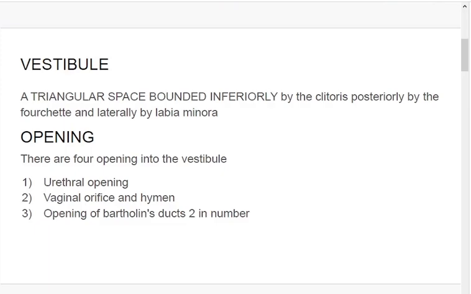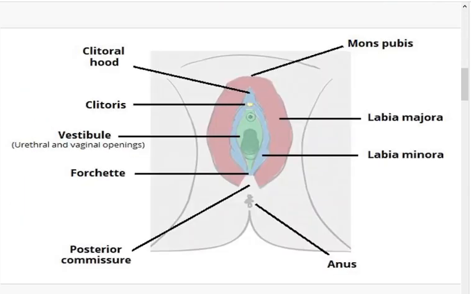Vestibule is actually a triangular space bounded anteriorly by the clitoris, posteriorly by the fourchette, and laterally on each side by the labia minora. There are four openings in the vestibule: urethral opening, vaginal orifice and hymen, and two openings of the Bartholin ducts.